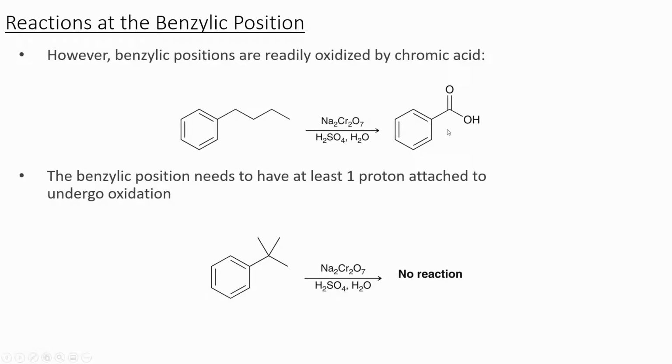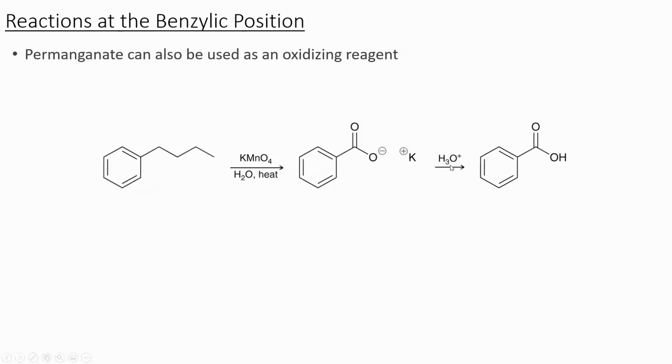In order for this oxidation to occur, though, the benzylic position will need to have at least one proton attached. So here we have a quaternary carbon with no protons, and so this reaction does not occur in this case. And we can also use potassium permanganate, another oxidant that we looked at in chapter 12, to oxidize up to the benzoic acid.